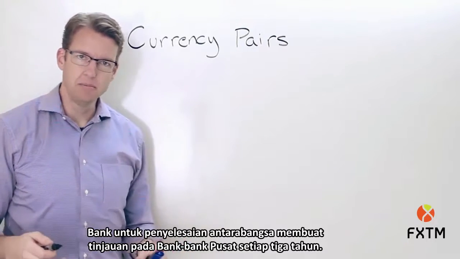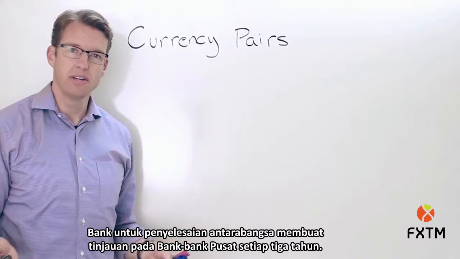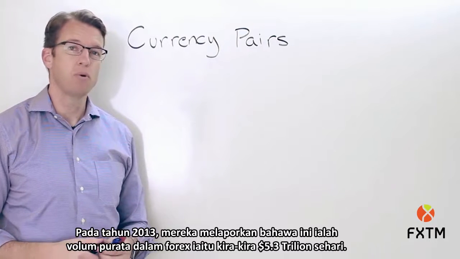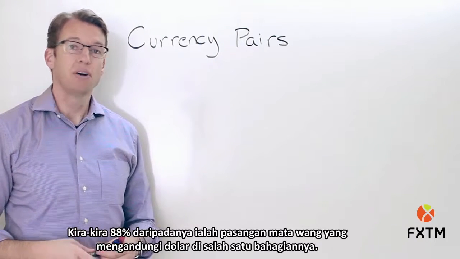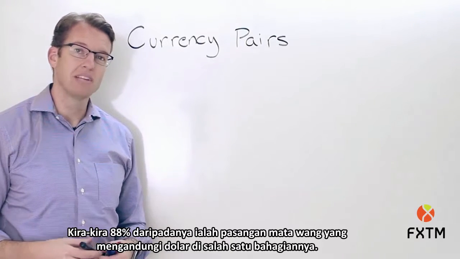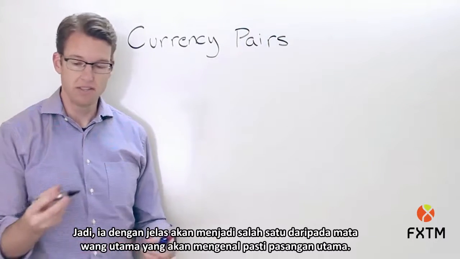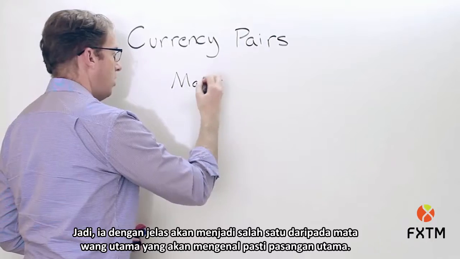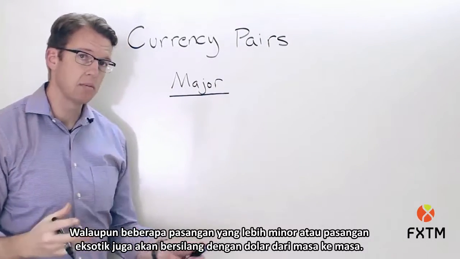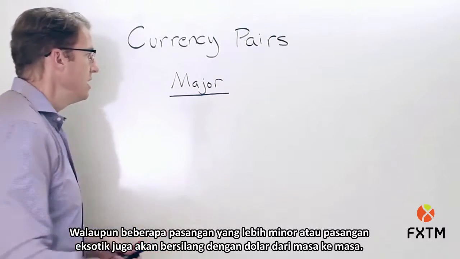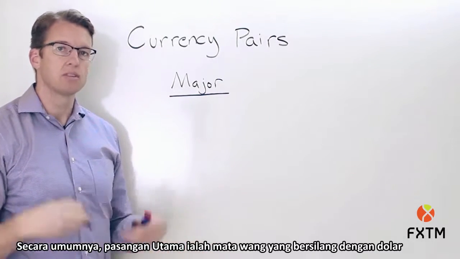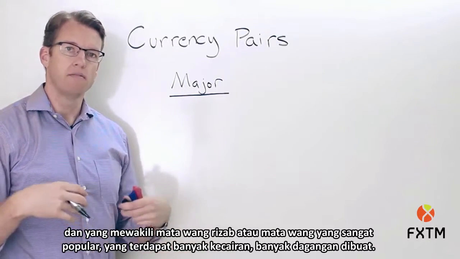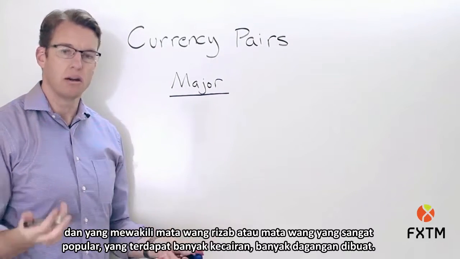The Bank for International Settlements does a survey of central banks about every 3 years. And in 2013, they reported an average volume in the Forex of about $5.3 trillion per day. Now, about 88% of that was with currency pairs that had the dollar on one side or the other. So it's obviously going to be one of the key currencies that will identify a major pair, although some of the more minor pairs or exotic pairs will also be crossed with the dollar from time to time. But generally speaking, a major pair is something that is crossed with the dollar and that represents a reserve currency or a very popular currency where there's a lot of liquidity, a lot of trading being done.